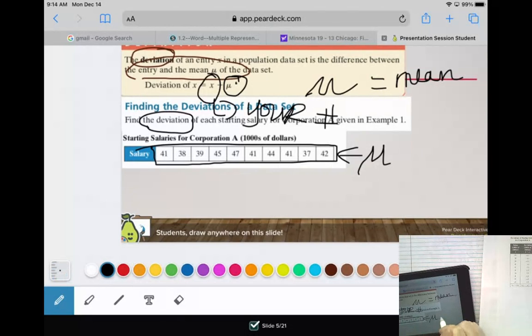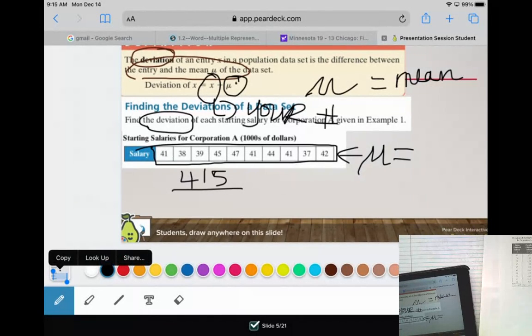So to find the mean, we add the total. 41 plus 38 plus 39 plus 45 plus 47 plus 41 plus 44, 41 again, 37 and 42. So the total gives me 415, but to find the average, I'm going to divide by the 10 people because there's 10 entries. So my mean is 41.5.